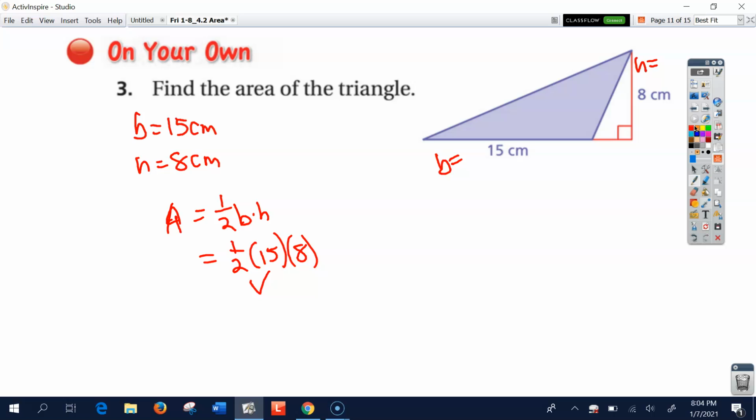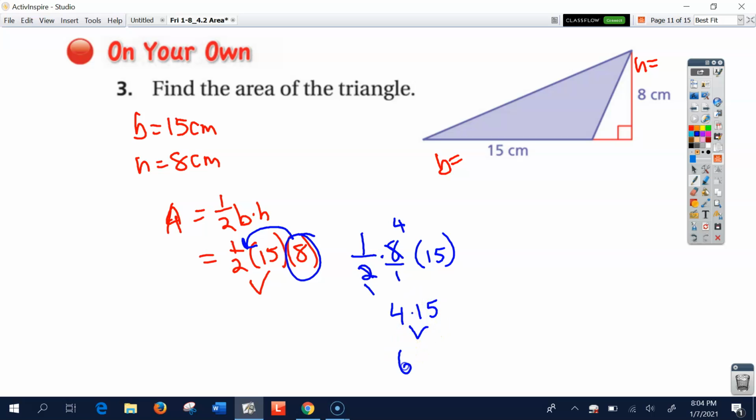The commutative property says I can commute the 8 and I can put it over here. So now I'm going to do 1/2 times 8 over 1 and then times 15, right? The reason I did that is because 8 is an even number, and when I do my cross reducing, I get 4, right? Half of 8 is 4, so I end up with 4 times 15, which is 60 centimeters squared.